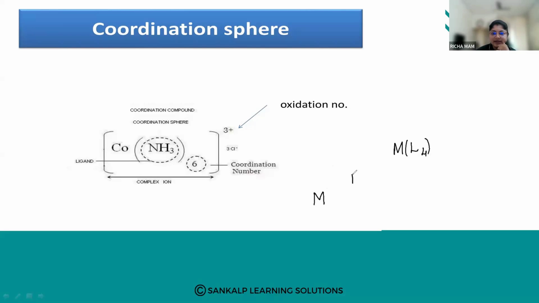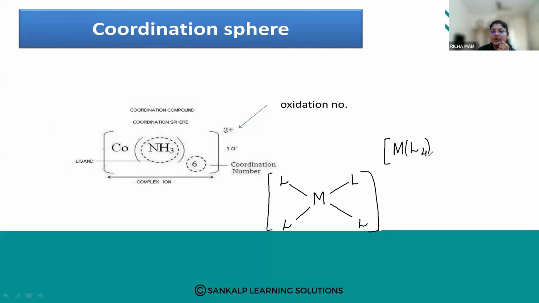Suppose the metal is in the center, with 1, 2, 3, and 4. These are the four ligands. This is how we represent it. When the metal along with the non-ionizable ligands is enclosed in a square bracket, this is called the coordination sphere. What is it called? It is called the coordination sphere.